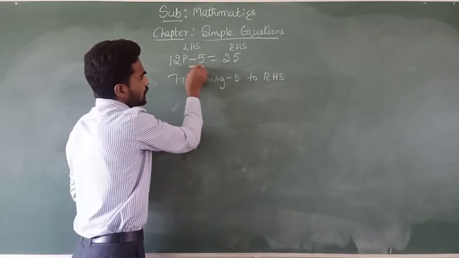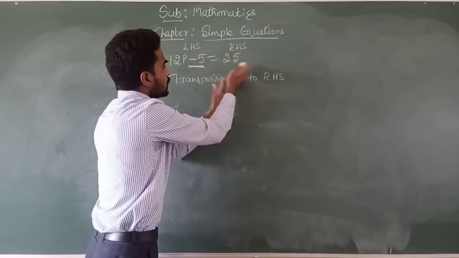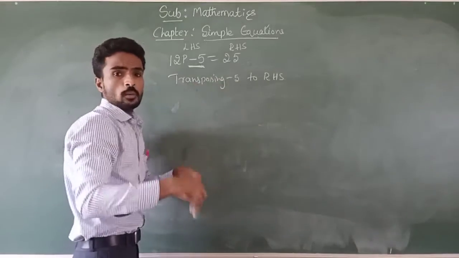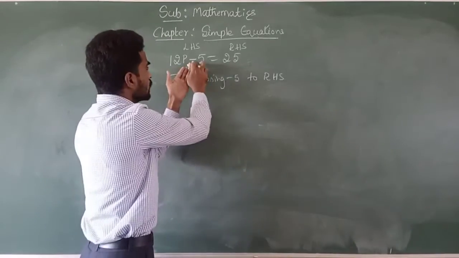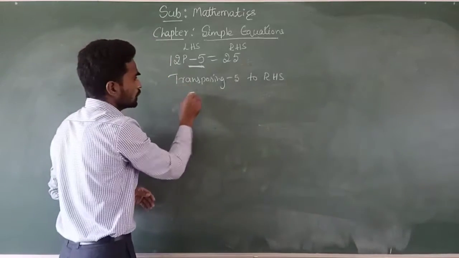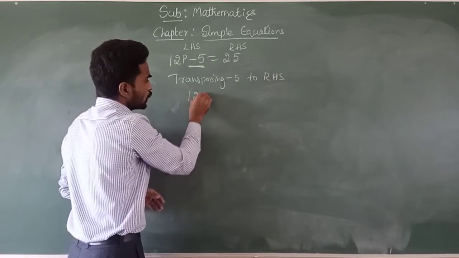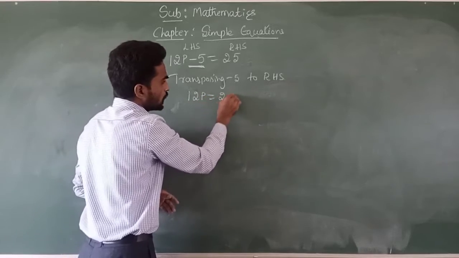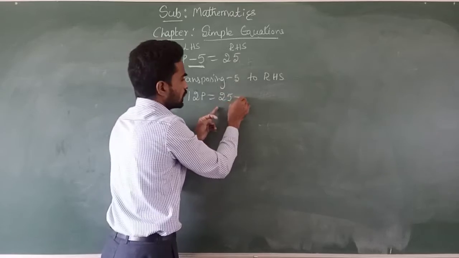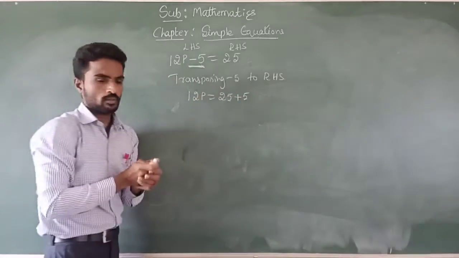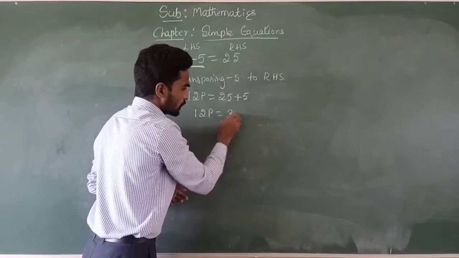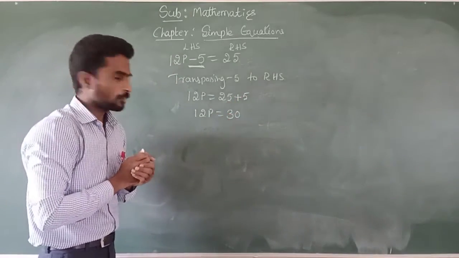If this number minus 5 goes to the RHS, that is, we are transposing this minus 5 to the RHS, then it becomes plus 5. The sign of this number will be interchanged. Then we get 12p is equal to 25, and the minus 5 goes to the RHS and becomes plus 5. Then 12p is equal to 25 plus 5, which is equal to 30.